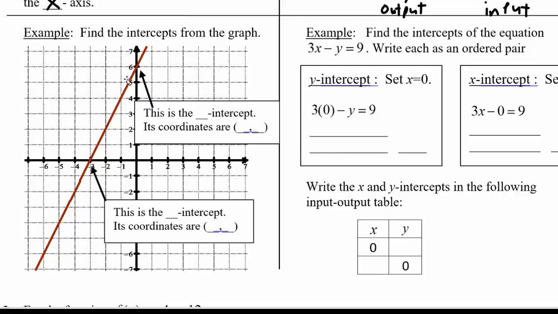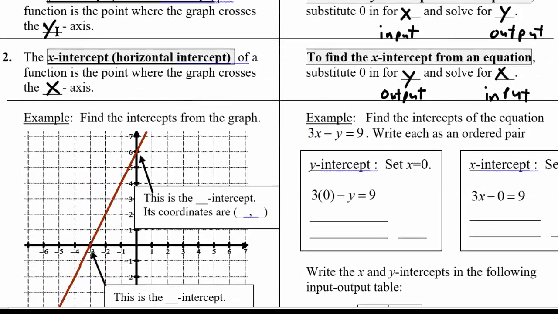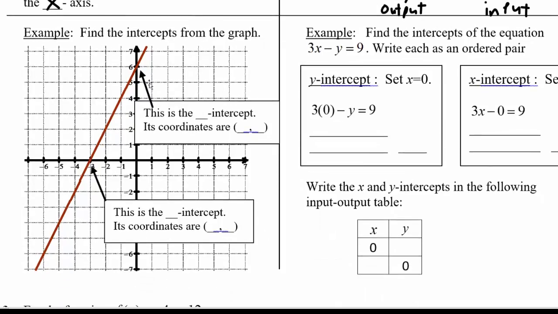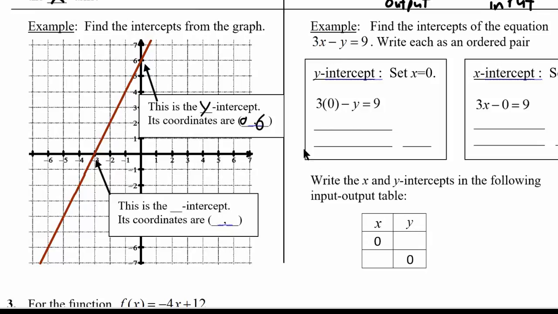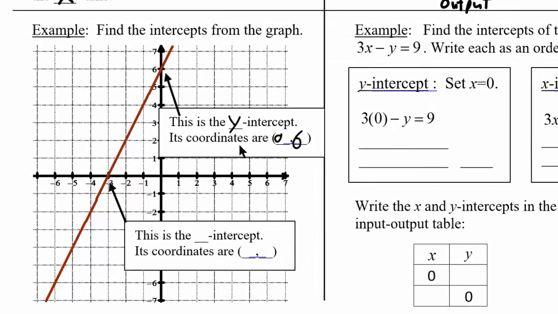So let's scroll down a little bit. All right, so here we have a graph, and it says find the intercepts from the graph. So again, where the graph crosses the y-axis, that's the y-intercept, or the vertical intercept. So it looks like this is happening at the point 0, 6. Right, so we have the y-intercept, the coordinates are 0, 6, and then where the function crosses the x-axis, or the horizontal axis, that is the x-intercept. And the coordinates would be, in this case, -3, 0.